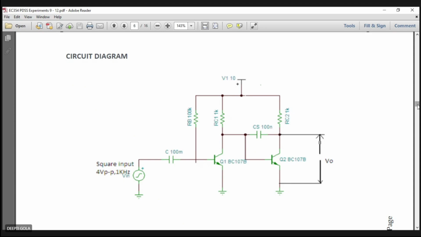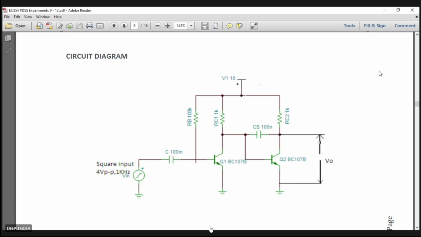Up till now you are very much familiar with circuits and how to implement them in Multisim, so I think it's very easy for you to implement. In this circuit Q1 and Q2 are both the same kind of transistors. Q1 acts as a switch, and Q2 is a common emitter amplifier.